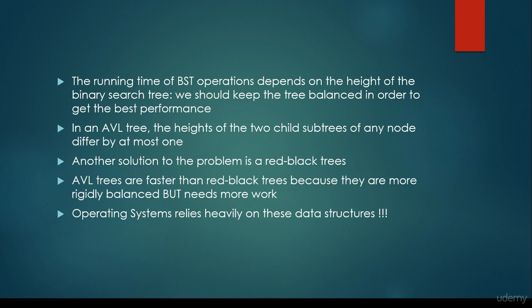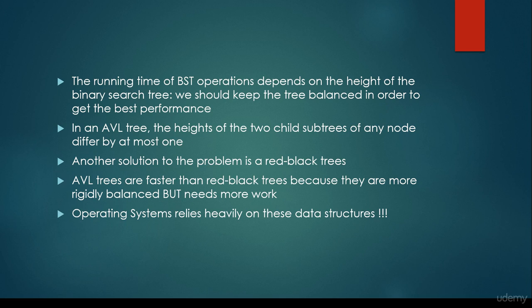Okay. So the running time of the binary search tree operations depends on the height of the binary search tree. So we should keep the tree balanced in order to get the best performance. In an AVL tree, we have seen that the heights of the two child subtrees of any node differ by at most 1. If this difference is greater than 1, then we know for certain that we have to make rotations. Another solution to the problem is the so-called red-black trees.